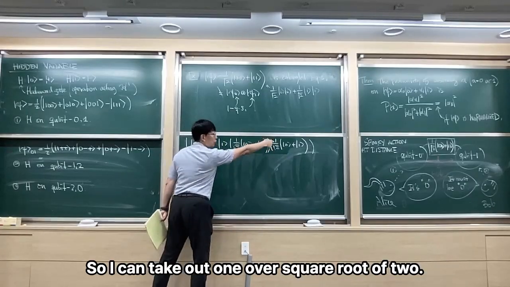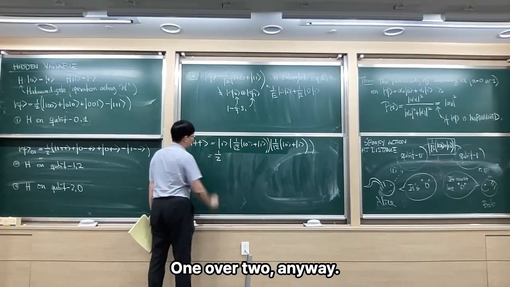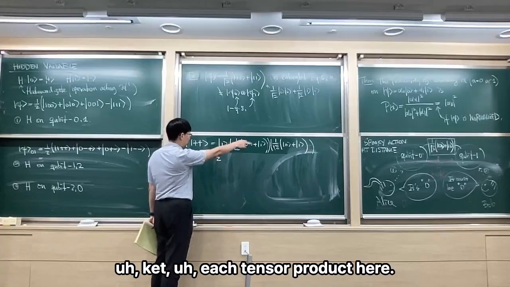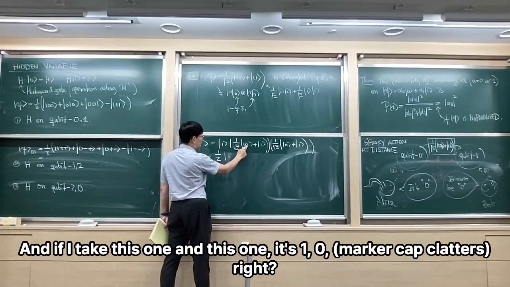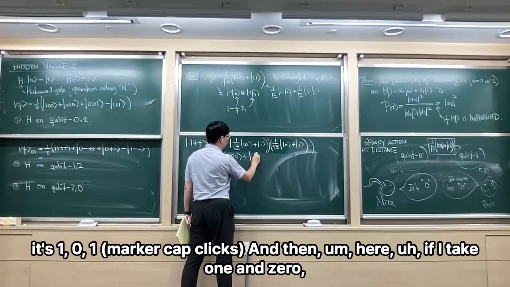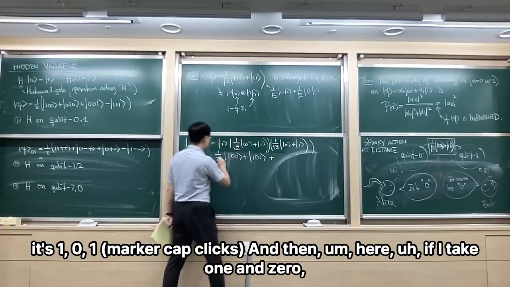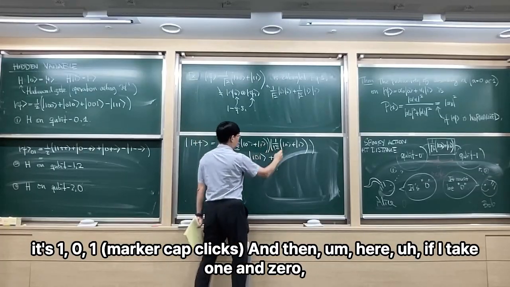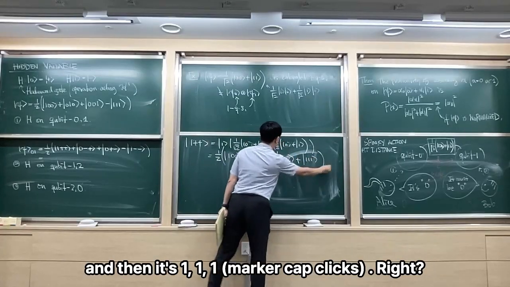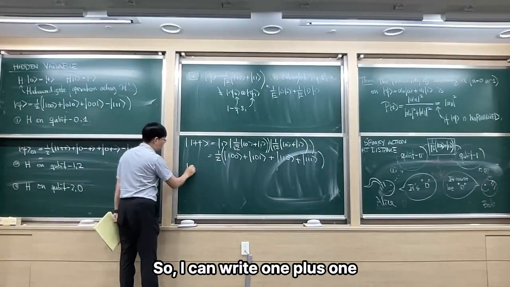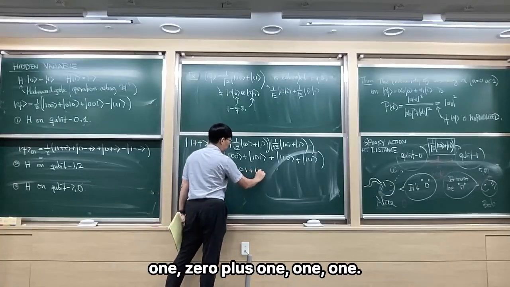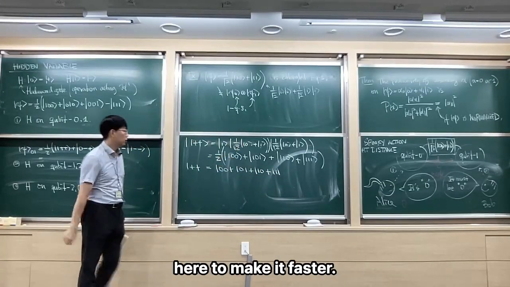Okay, so I can take out 1 over square root of 2. Actually, it's not really important. It's 1 over 2 anyway. And then let's distribute each tensor product here. So 1 is fixed. If I take this one and this one, it's 100, right? If I take this one and this one, it's 101, right? And then here, if I take 1 and 0, it becomes 110. If I take 1, 1, then it's 111, right? So I can write 1 plus plus as 100, 101, 110, 111. So let's drop the ket notation here to make it faster.